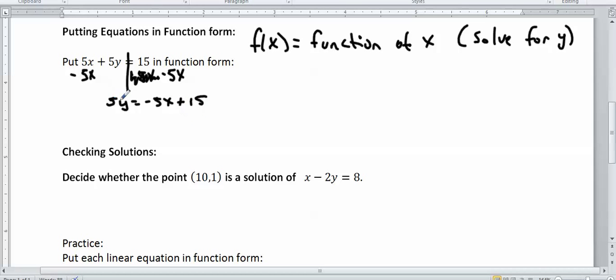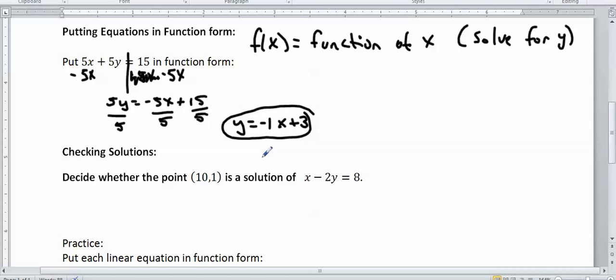Okay, and just like when we were solving for x, this is 5 times y. So to get y by itself, I need to get rid of the 5. Okay, so I'm going to divide both sides of the equation by 5. Okay, so dividing everything by 5, we get y is equal to negative 5 divided by 5 is negative 1x, and 15 divided by 5 is 3. Okay, so my function in function form is y equals negative 1x plus 3.